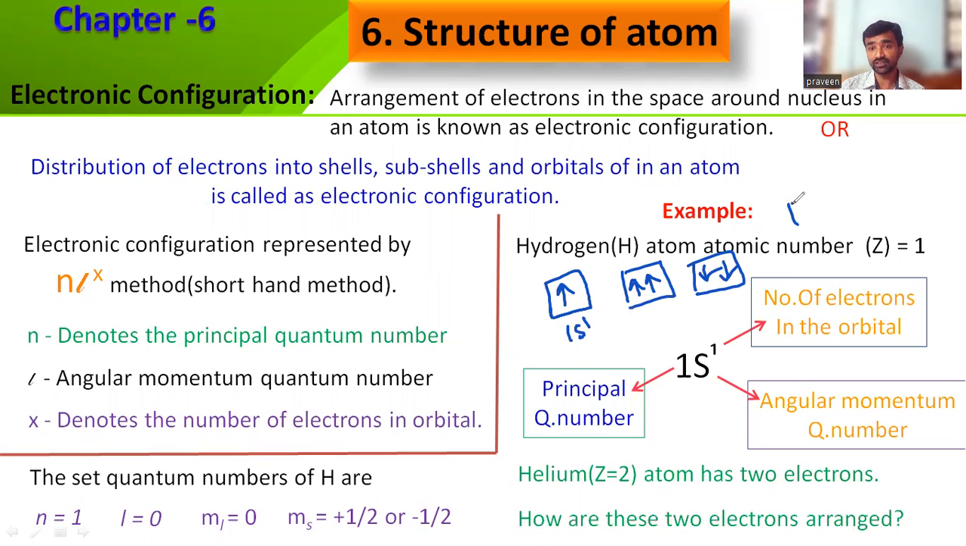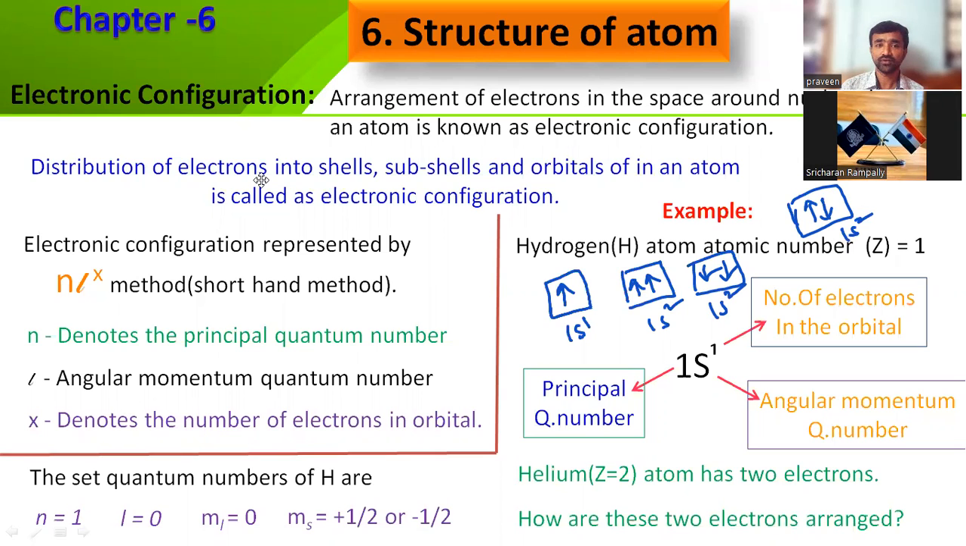Or shall I write like this? Which will you guide me to take? Which is correct among these three: 1s2, 1s2, and 1s2? Can anybody decide which is correct among these? With this knowledge, we are unable to decide which method is correct.